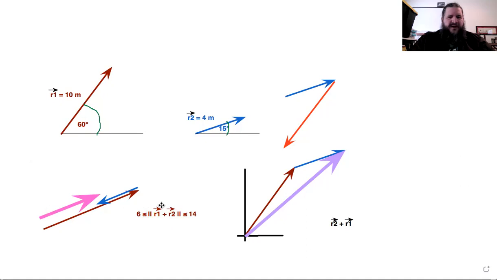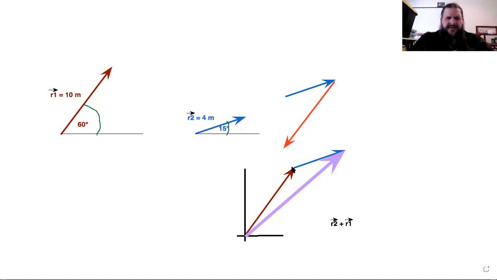So with those limits in mind, that it can't be less than 6 or more than 14, let's try actually adding these. We could use this triangle here. We're setting it up as R1 plus R2 added together head to tail. One way we could accomplish this is by figuring out some of the angles involved. If we figured out, for instance, this angle, then how would we find that angle? Or could we find that angle? How would we do that?